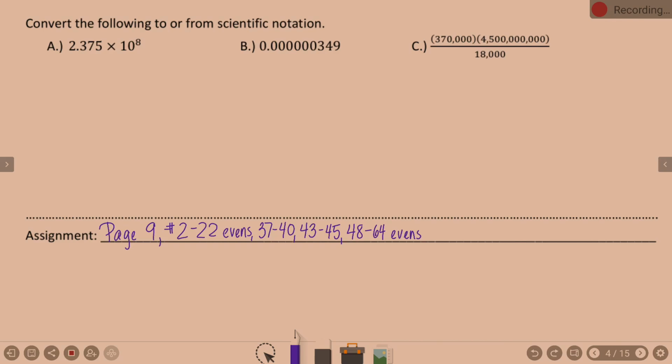2.375 times 10 to the 8th. What do we want to do? What does that exponent of positive 8 tell me to do? Move the decimal point to the right. Okay. A positive exponent on your 10 tells us to move it to the right 8 places. Is that adding 8 zeros?